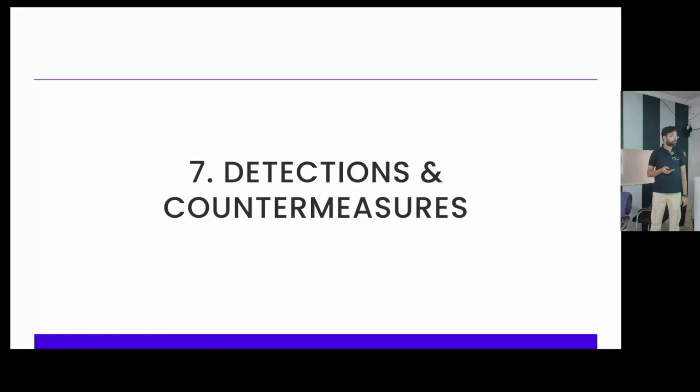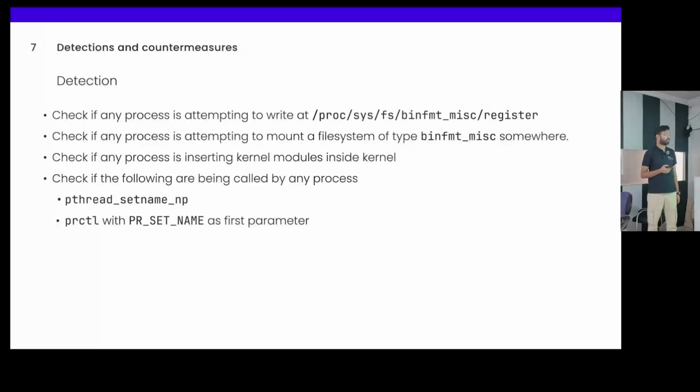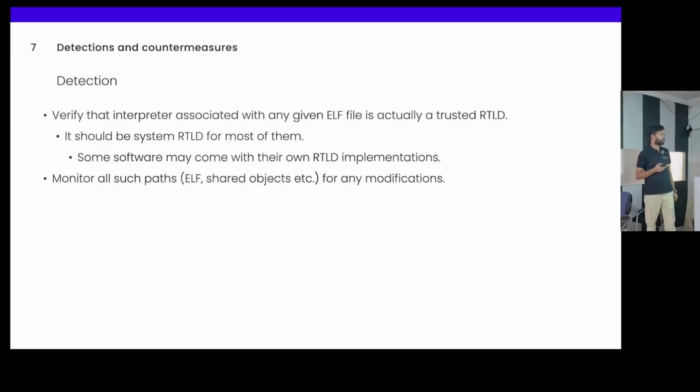Then detections and countermeasures, otherwise blue teamers start crying. So there are a bunch of ways for binfmt. This is the file path that you want to monitor for write at least. Okay, and you can check the mount system call for that particular type of file system. You can check for this using insmod system call. You can monitor these two function calls as well in case some process is trying to rename itself.